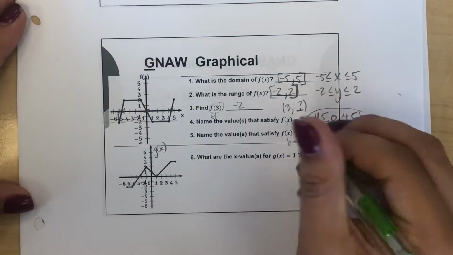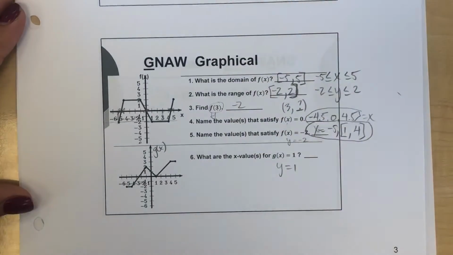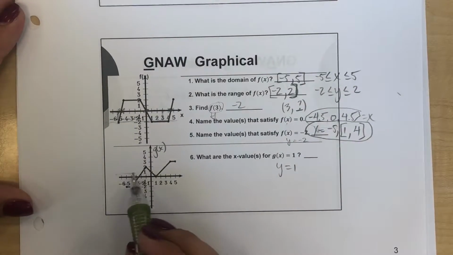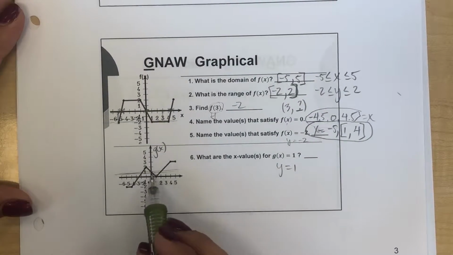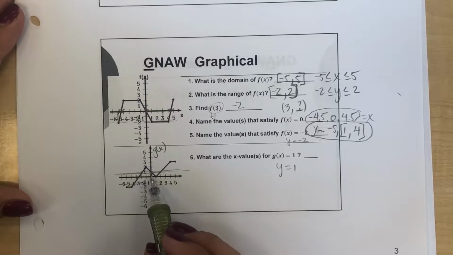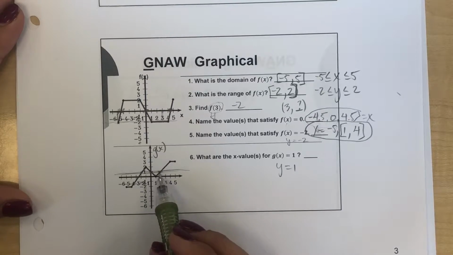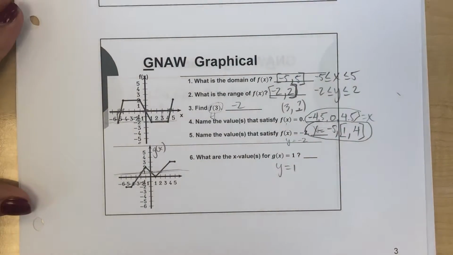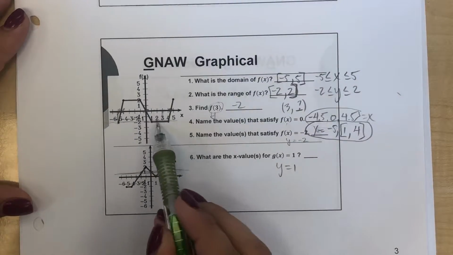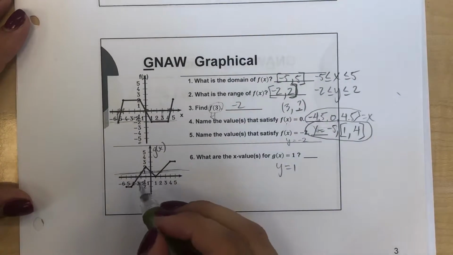Okay, so g of x equals 1 is like y equals 1. So is this the horizontal line here? Where does that intersect? The first thing I say is that there's 3 answers, 3 discrete answers, not like a domain. It's not like number 5, this is more like number 4.